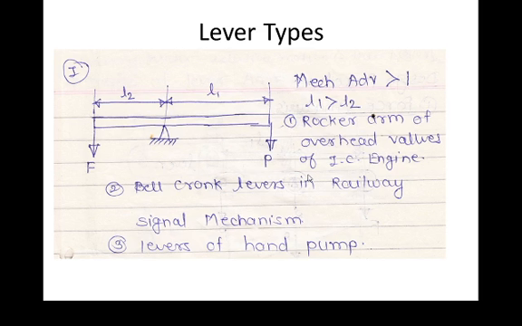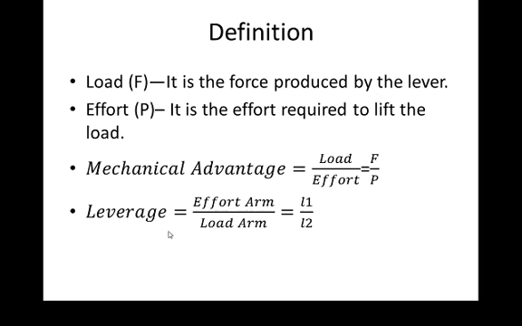Now we'll see the different cases of the lever. Three different cases of levers are available. Now the first case is where the mechanical advantage is greater than 1. What is the mechanical advantage? Load divided by effort, that is F by P. If F is greater than P, then the mechanical advantage will be greater than 1.